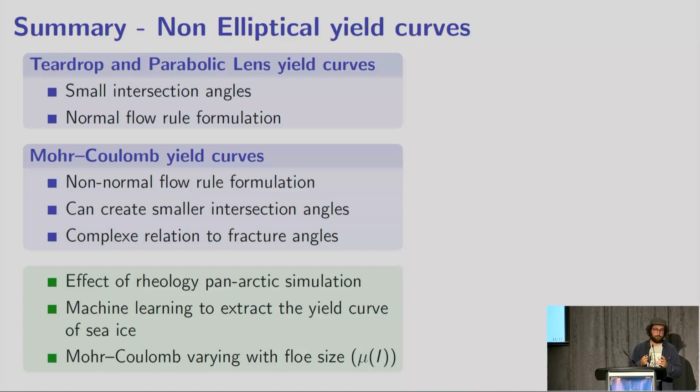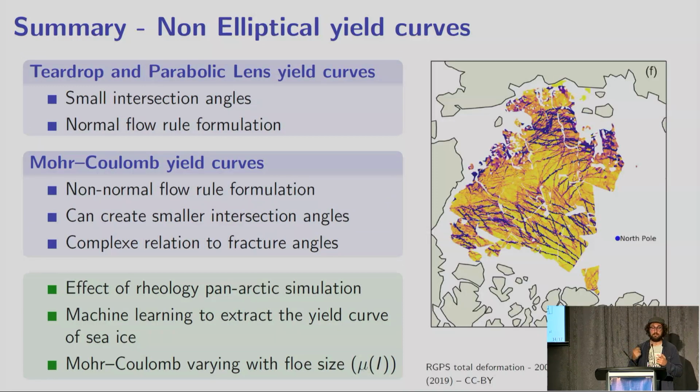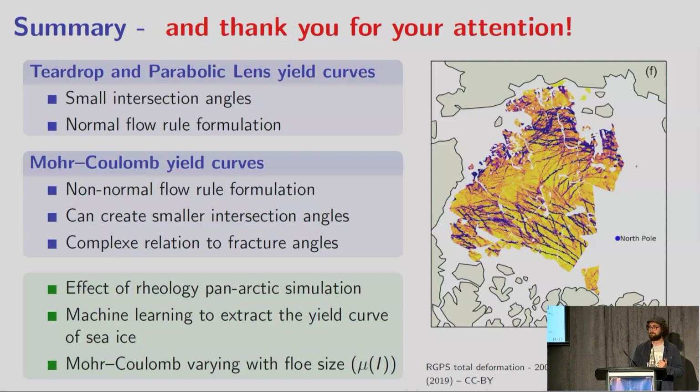And there is, in the granular material modeling community, something called a mu-I rheology that uses a Mohr-Coulomb yield curve that varies with the size of grain. So in our case, the size of the floes, that would be something interesting to explore. And maybe someday we can reach deformation in models that looks like this, with beautiful small angles everywhere. And with this, thank you for your attention.